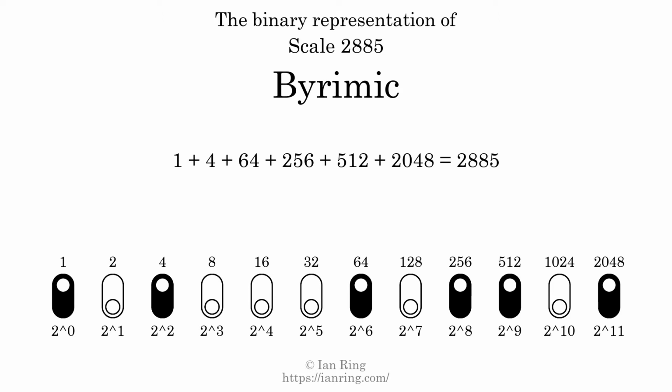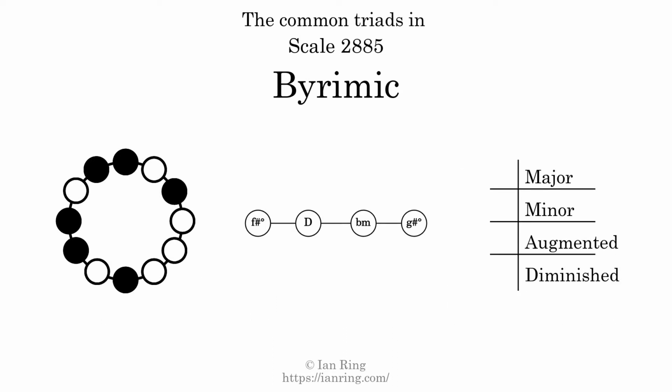2885. The scale number not only enumerates the scale with a unique index, but it also literally describes the tonal content of the scale. Represented as a binary number in base 2, the scale number is 101101000101. Here are the common triads present in this scale.